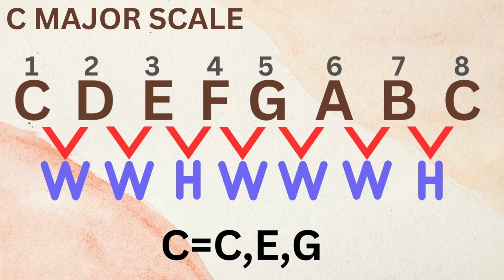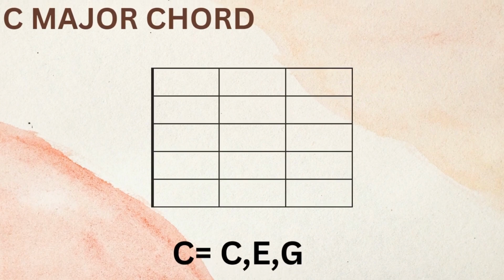Take the first, third, and fifth notes C, E, G, and these are the notes of the C major chord, simply written as C. On the chord chart, the C major chord is composed of the fretted notes C, E, C, and the open notes G and high E.